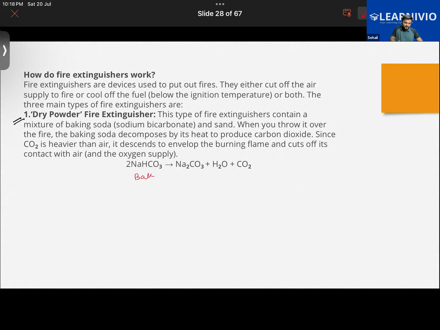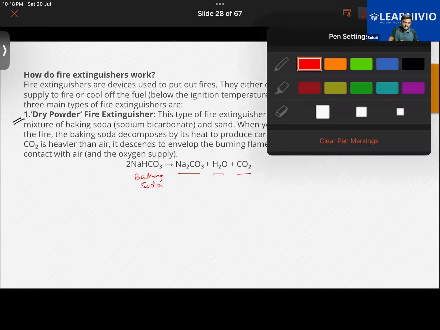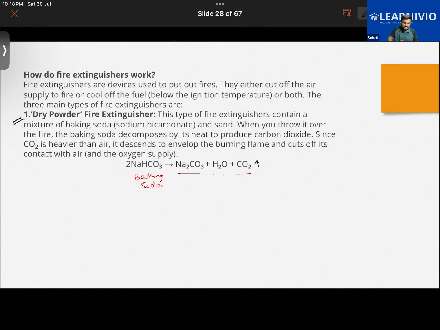Okay, now whenever baking soda is sprinkled over the fire, when it is thrown on the fire, what happens? It will break into sodium carbonate, water, and carbon dioxide. The main thing of our use is carbon dioxide, and we know that carbon dioxide, is it lighter than oxygen or heavier than oxygen? Or in general, is it lighter than air or heavier than air?